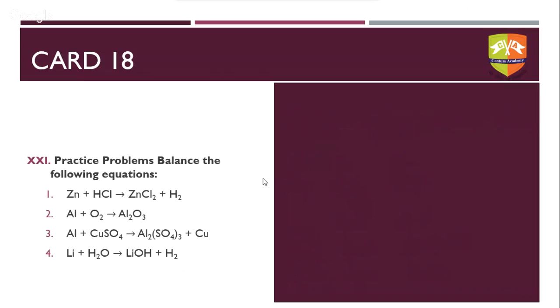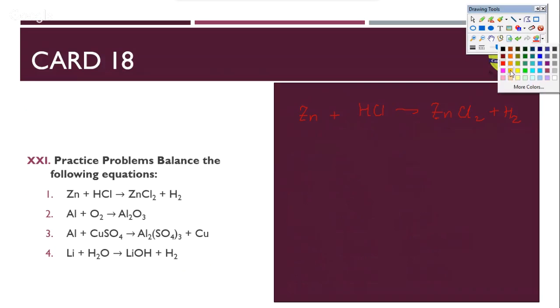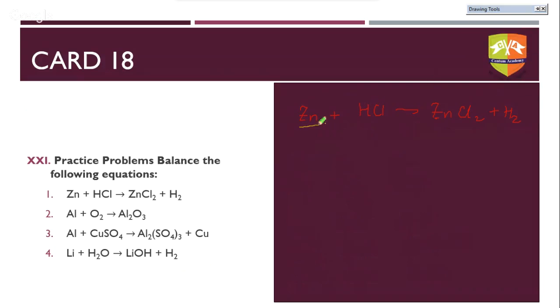So all of these are practice problems, as I do along the side. I would also request that you all have a look at these solutions and try to balance them. Let's look at zinc plus HCl, giving ZnCl2 plus H2. Okay, so here we again have zinc balanced already.